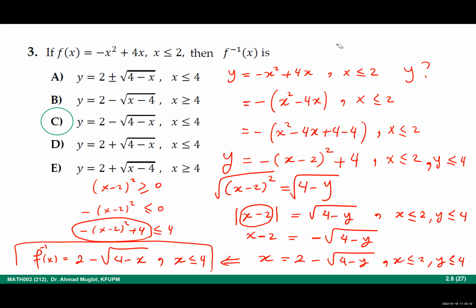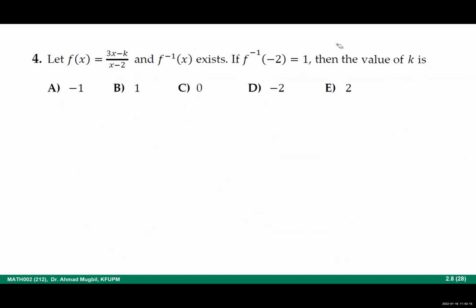Okay, any question? Before going to the last question, we have time for the last recitation exercise. I think this is the last one, if I'm not wrong. Let f of x be a rational function, linear over linear. And if the inverse exists, so it has an inverse. This means that it is 1-to-1. If the value of the inverse at -2 is 1, then what is the value of k?